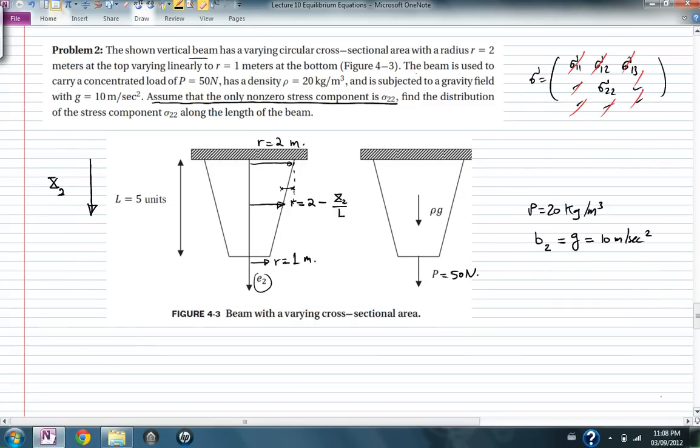I can start from the differential equations that I have given you, but I'm going to start again and extract a small sliver of that material or that beam and try to see what forces are acting on that sliver.